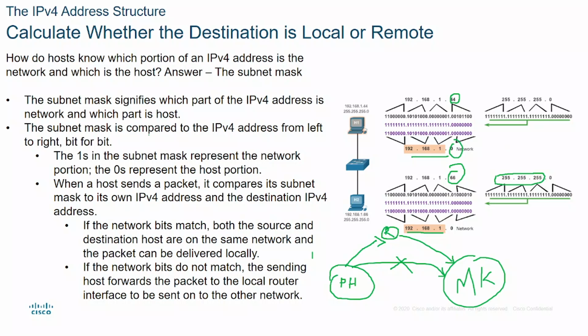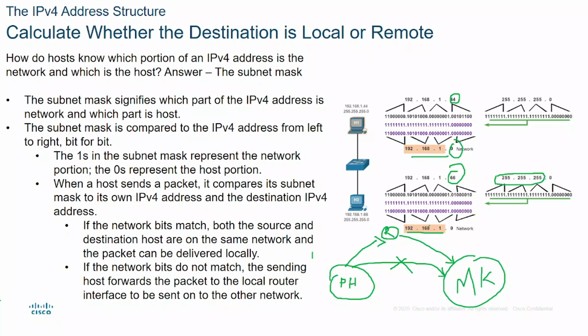Okay, now the subnet mask, I've told you, is the network portion. So the subnet mask signifies which part of the IPv4 address is the network and which part is host. The subnet mask is compared to the IPv4 address from left to right, bit for bit. So the ones in the subnet mask represent the network portion, the zeros represent what? The host portion. So when a host sends a packet, it compares its subnet mask to its own IPv4 address and then the destination IPv4 address.